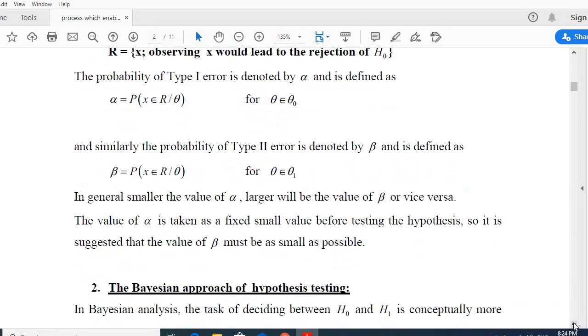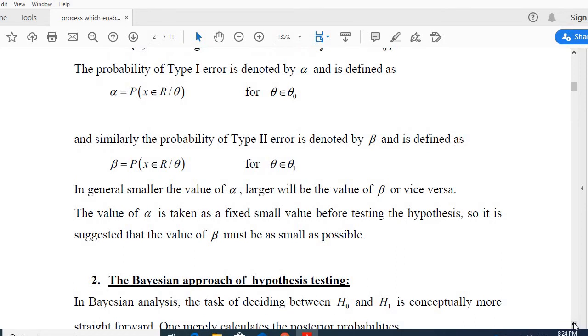So it is suggested that the value of beta must be as small as possible.